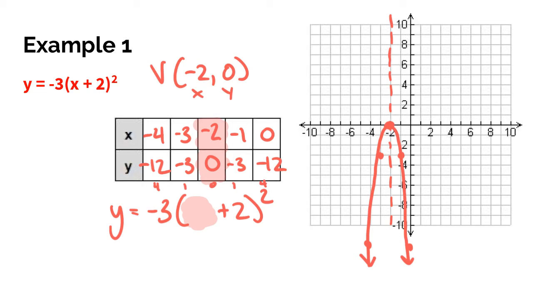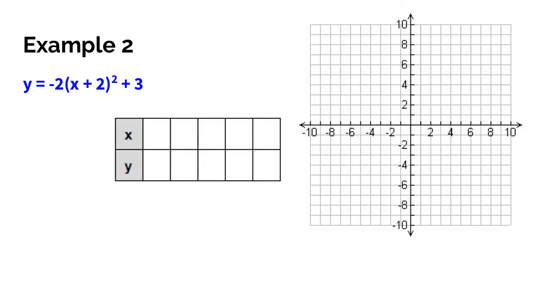Notice that it's not only negative, but it's also stretched out. Those values are 3 times bigger than what they normally would be. All right, next couple examples here. Now we're going to throw the whole kit and caboodle at you.